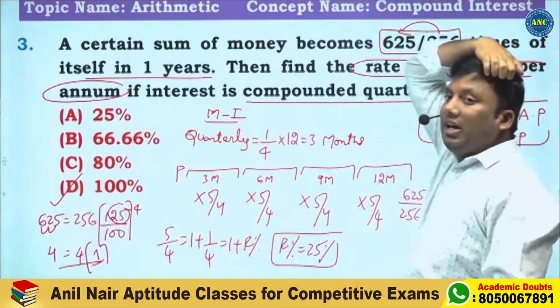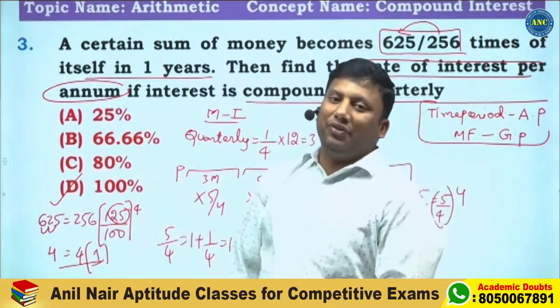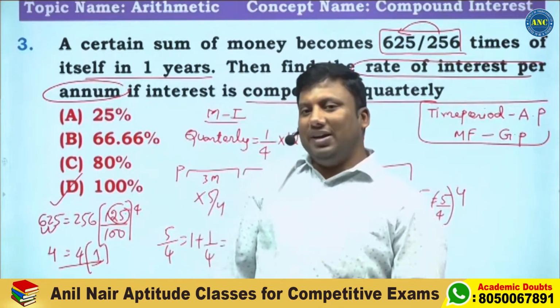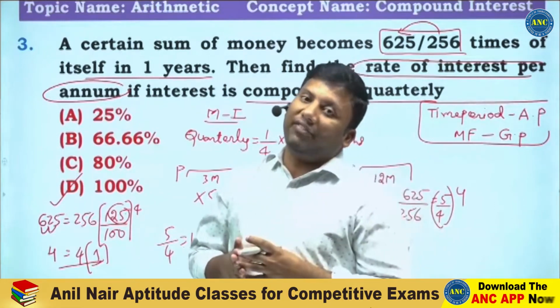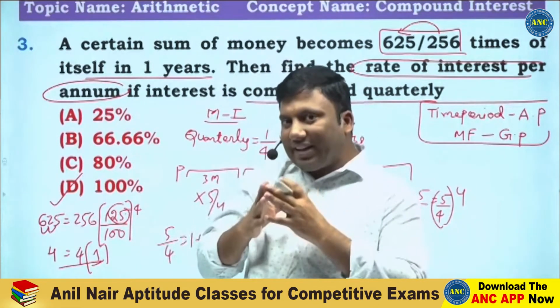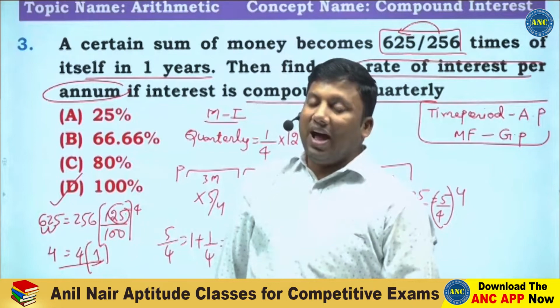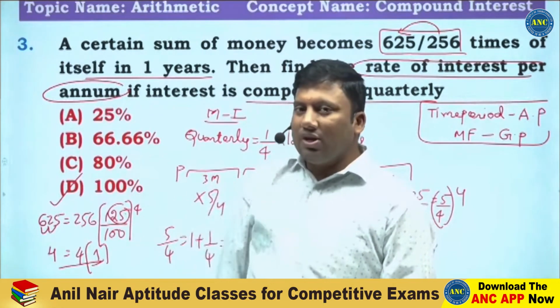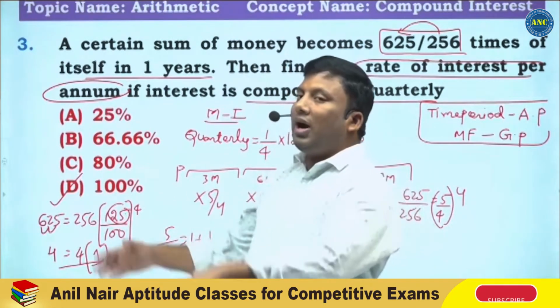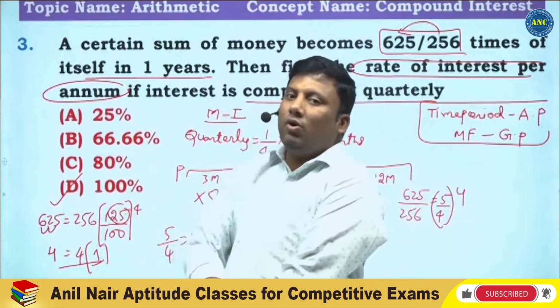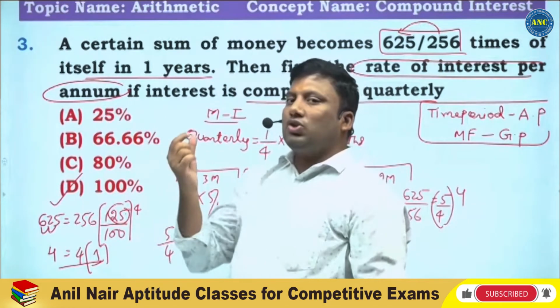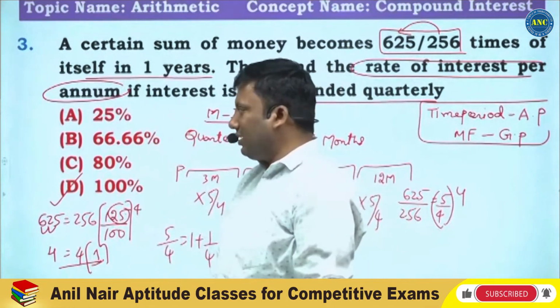625 is how many times 256? 2 times 256 is 512, so the answer is greater than 200 percent, greater than 2 times. So the overall percentage increase should be just greater than 100 percent.